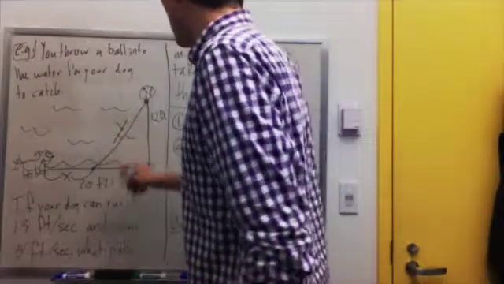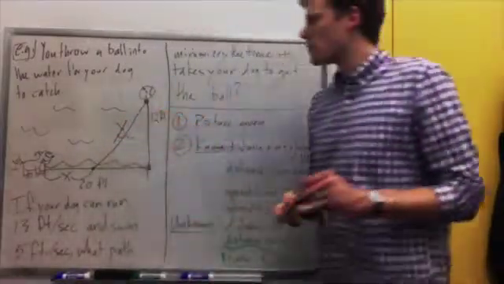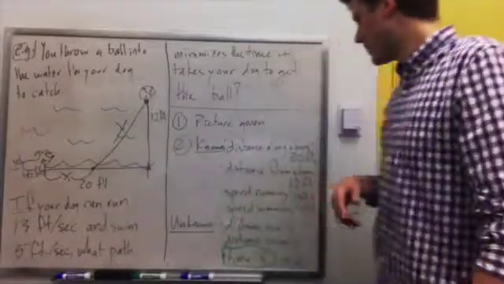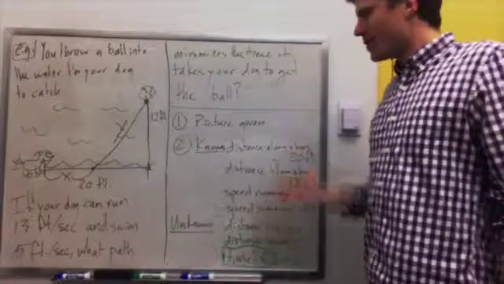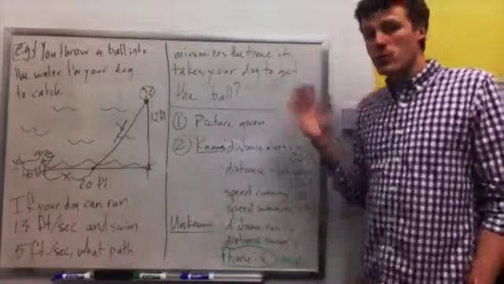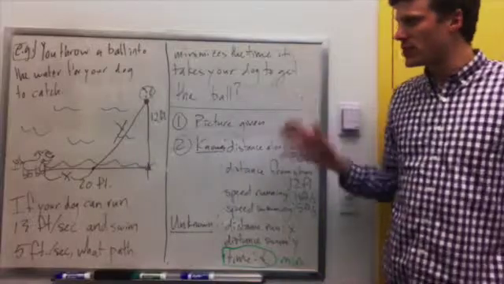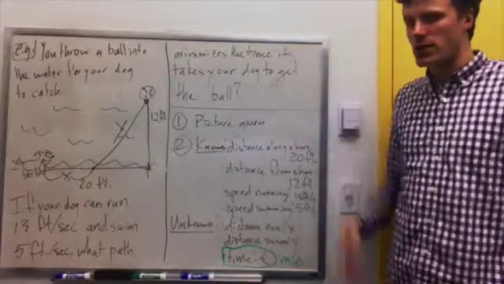Then y is going to be this distance right here, which is the distance from when he jumps into the water to getting to the ball. We also don't know the time that it's going to take your dog, but that's what we want to minimize. So that's going to be the quantity we're optimizing. The amount of time it takes your dog to get to the ball, we try to minimize it.